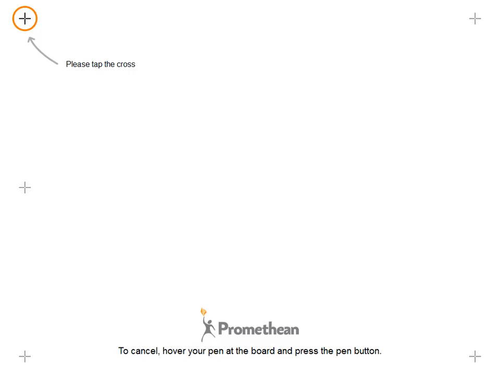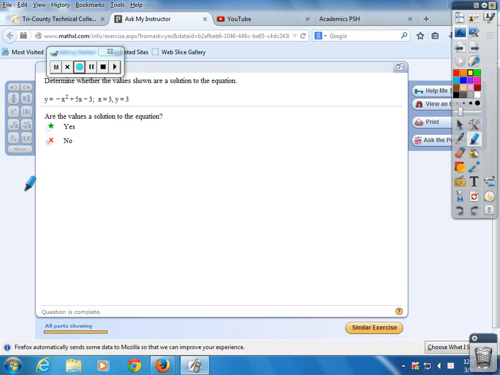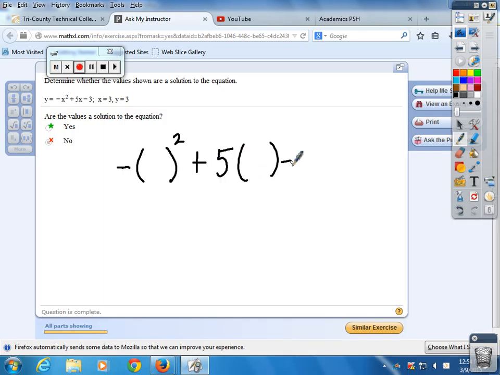So you're going to take the X, and wherever there's an X, you're going to put a set of parentheses in. So rewrite the question: negative parentheses squared plus 5 parentheses minus 3. That's the whole thing behind plugging and chugging. Whenever you have an X, you put in a set of parentheses. And we're going to plug in a 3 here. And we're going to plug in a 3 here. It's equal to 3. Sorry. It's equal to 3. I just saw that.